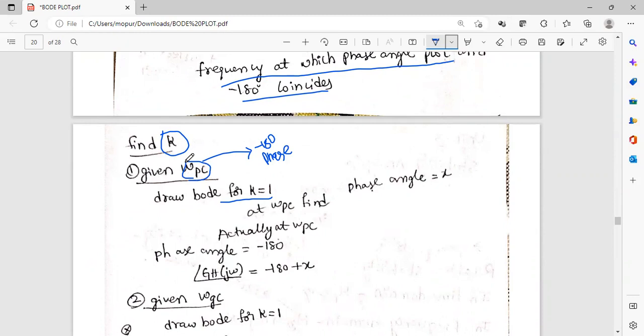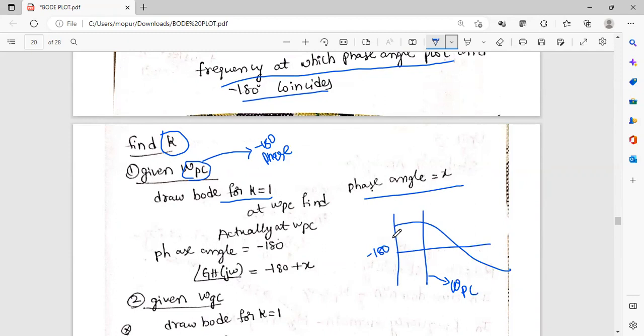If k is really not equal to 1, then at this omega PC, draw a vertical line and find the phase angle. Suppose this is the minus 180 degree line, and this is the phase angle plot. Suppose this is the given omega PC. If k is really equal to 1, then what will happen? At omega PC, it should be like this. That is, the graph should come like this. This is the expected, for the correct value of k.